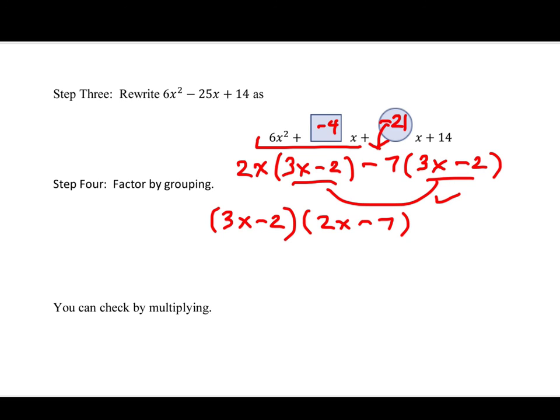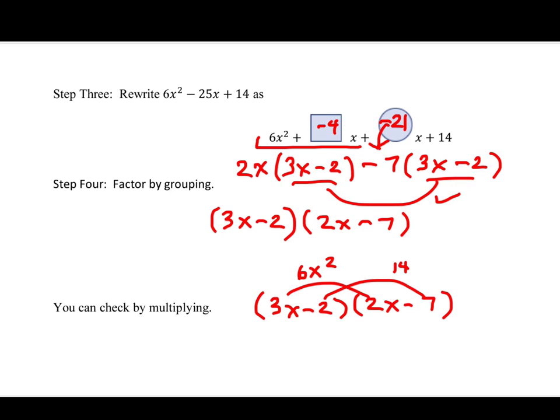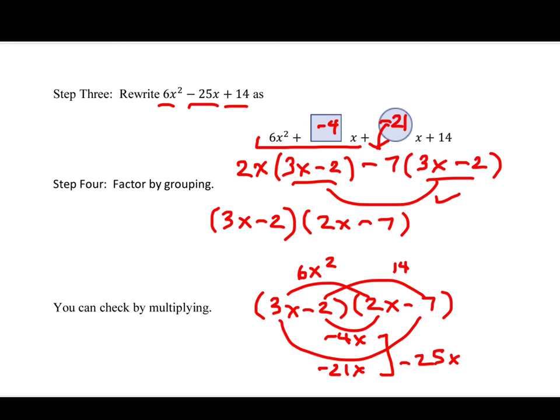So again, we could go ahead and check by multiplying. So I'll go ahead and do that fast. So my first, I get 6x squared, and my last, I get positive 14. My inner, I get negative 4x. My outer, I get negative 21x. And when I add those together, I get negative 25x. So I get 6x squared minus 25x plus 14. So my answer is 3x minus 2 times 2x minus 7.